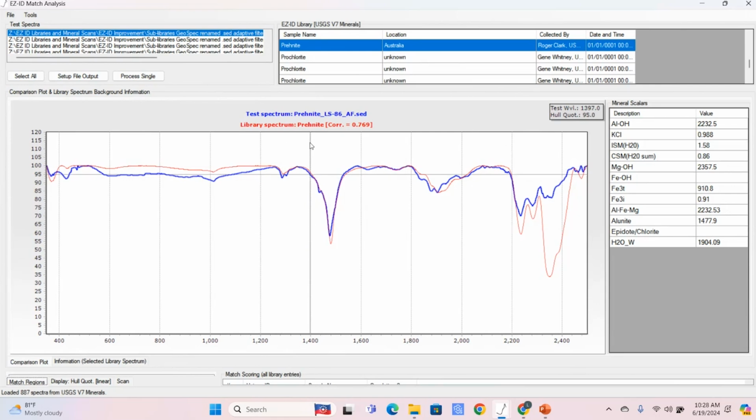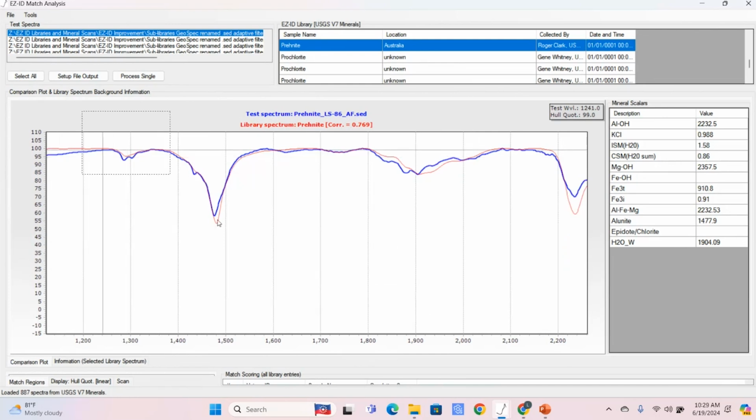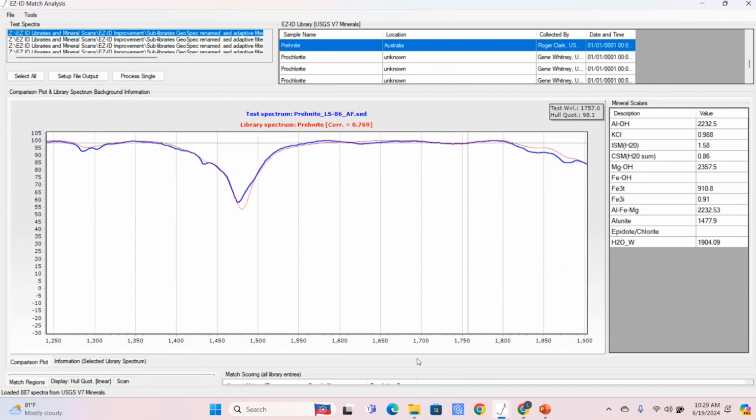Whenever you're dealing with porphyry copper deposits, a lot of times it is very difficult to identify prehnite in the field. So having access to a field spectrometer, whether you're on your field campaign or in a core shack, is really important to be able to identify it. I'm just going to zoom in here on this 1300 to 1500 nanometer feature. Again, the red line is the standard resolution. Blue is ultra high resolution.